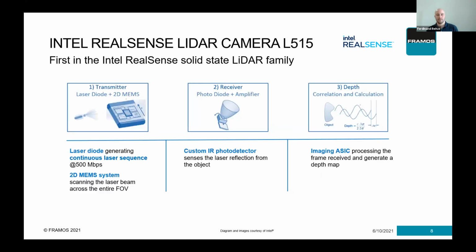Now, how is the L515 set up? We talk basically about three functional areas. First is the transmitter, then the receiver, and the depth module. The transmitter consists of a laser diode that modulates a continuous code at 500 megabits per second, and a 2D MEMS system that moves the laser across the field of view. The receiver is a single omni receiver. It's based on an avalanche photodiode, an APD, and it collects the light of the entire scene. So it doesn't follow the laser beam, but it collects photons coming in from the full scene. The depth module, on the other hand, is basically an ASIC, a vision processing unit, that does the correlation and calculates the depth based on the aforementioned correlation and applies post-processing filters.